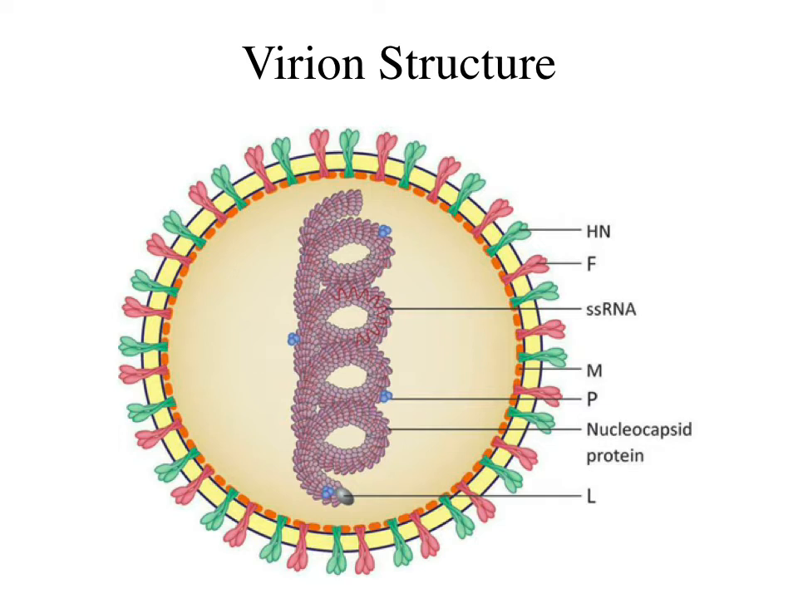Neuraminidase removes sialic acid from receptors and viral glycoproteins. It prevents released virus from aggregating with itself or sticking to infected cells. The virus infects through the respiratory system, so this prevents binding with mucus. The large protein, the L protein, is the catalytic subunit of the RNA-dependent RNA polymerase, or RDRP.